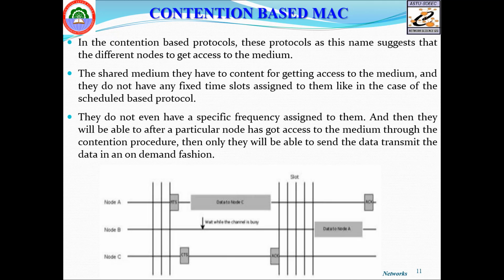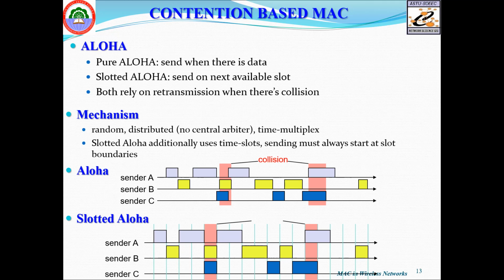So in this also we have various examples for contention based MAC, Aloha as well as slotted Aloha. In pure Aloha, when there is data, it is sent. According to Aloha, when the data is available, it will send the data. In the case of slotted Aloha, if that particular slot is not available, it will send in the next slot. When there is a collision, they have to retransmit.